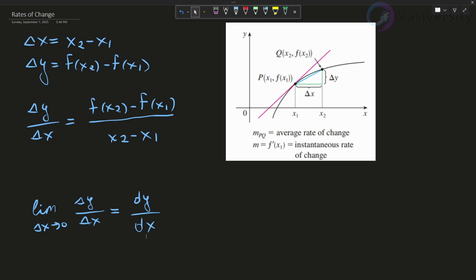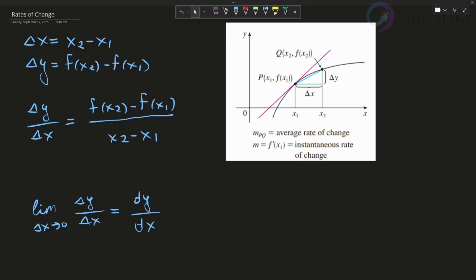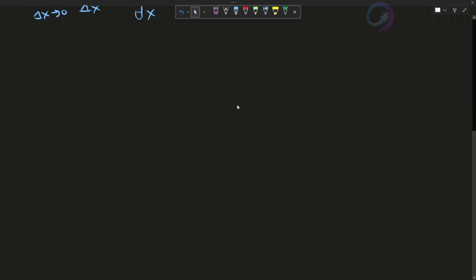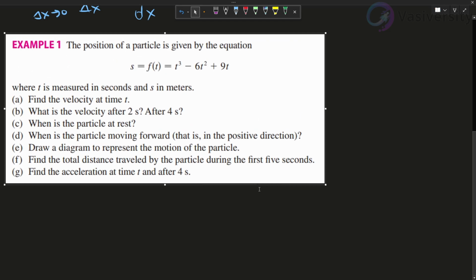All right, so some of the applications of the average rate of change can be seen in physics. So let's go ahead and take a look at the first problem. So here's going to be the first example.